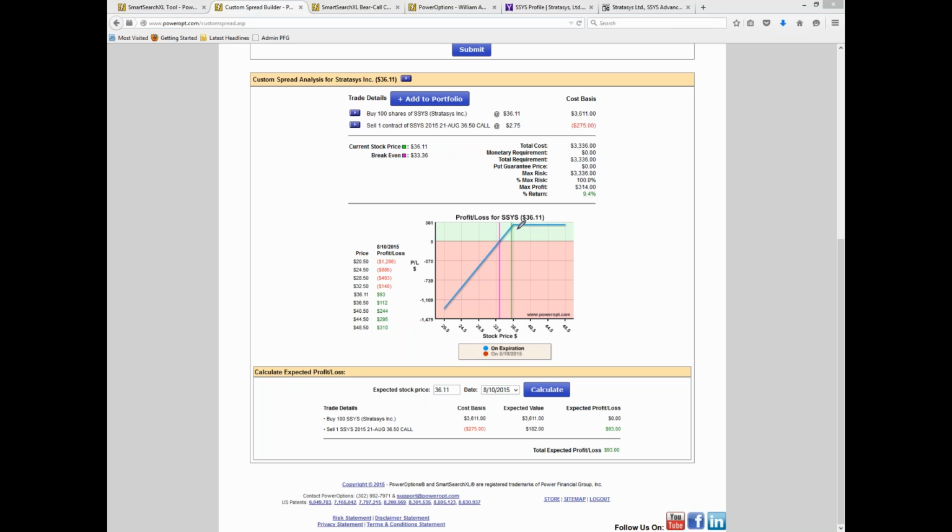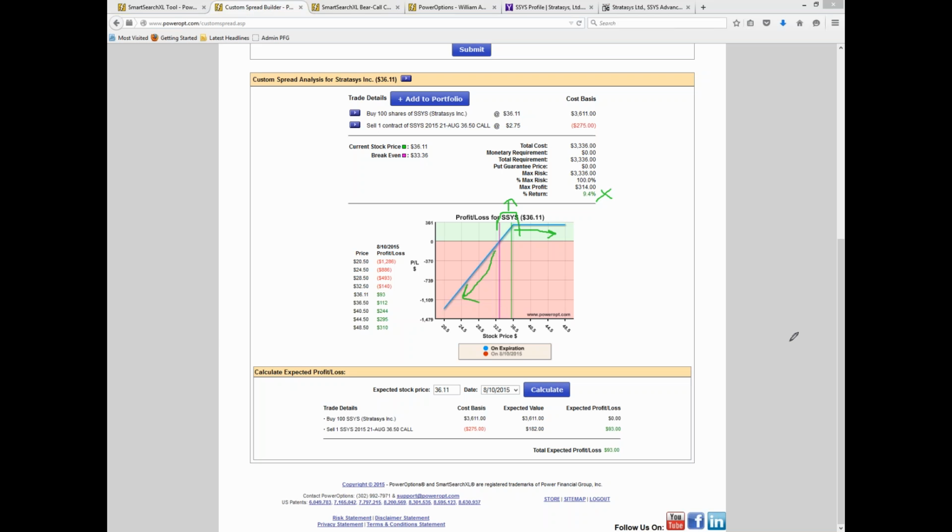And so as we see here, at expiration, August 21st, if the stock's above 36.50, we'll get assigned and earn our maximum return. Between 36.50 and our static break even of 33.36, we'll still have a profit, just not the max profit of 9.4%. We're still in a profitable zone. Everything below our break even, of course, is a loss.